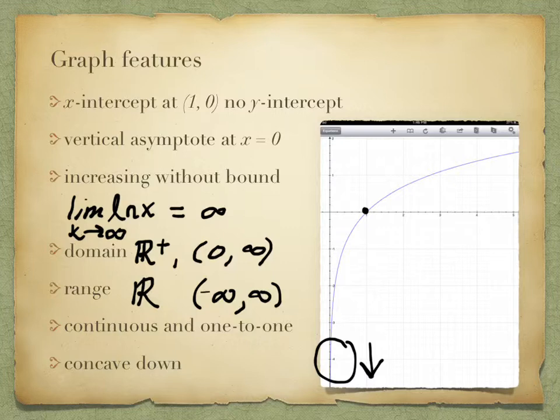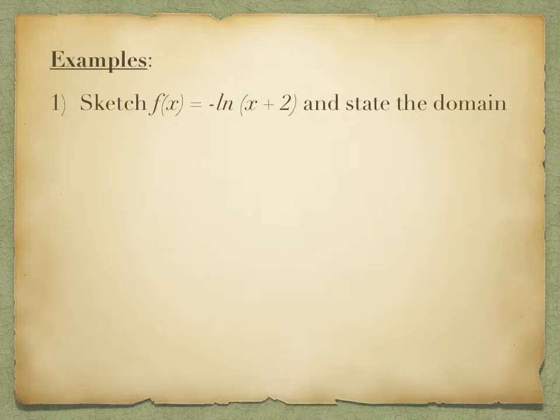And then another feature that you talked about in calculus was concavity. This is actually concave down. It's kind of opening downward, sort of like a bowl shape downward on this one. So the first thing that we're going to do is sketch the graph of something, using some things that you know from college algebra. So the graph that we're going to sketch is the function of negative natural log of x plus 2.